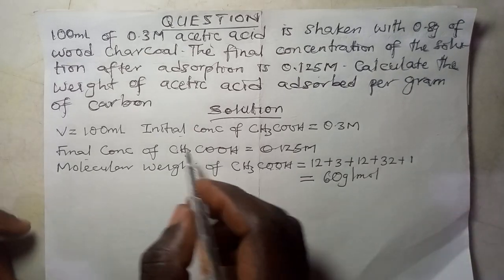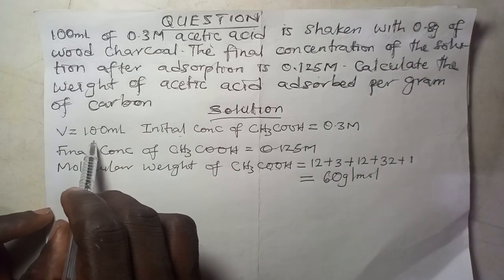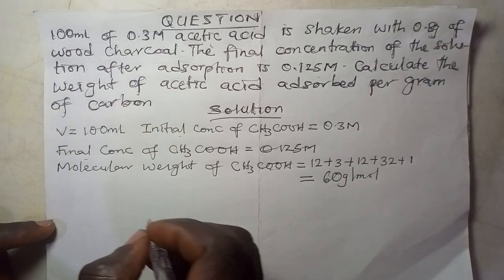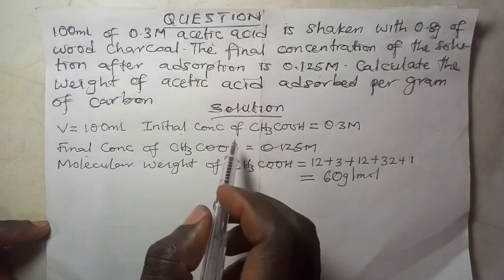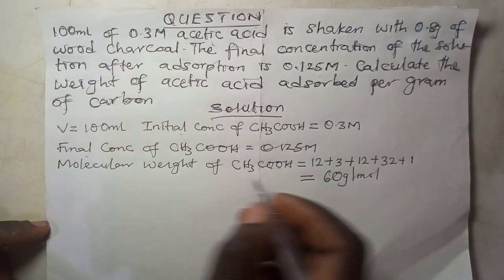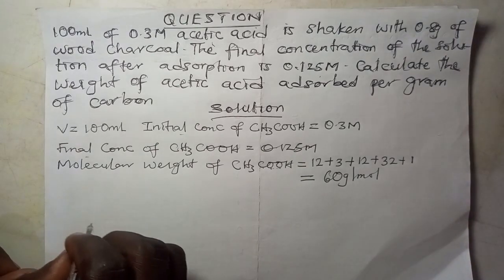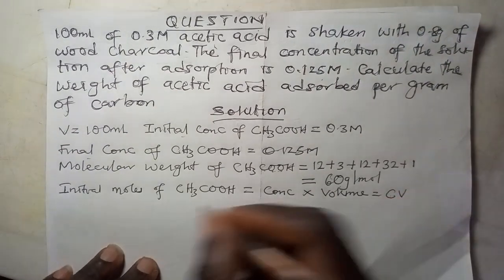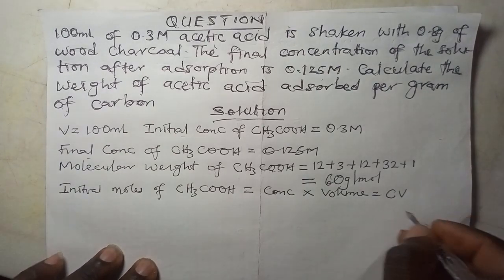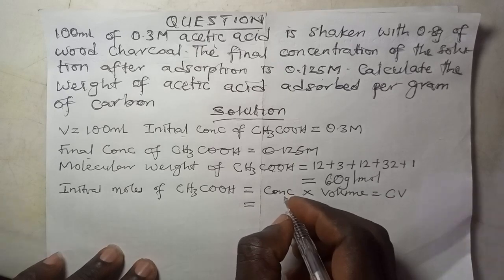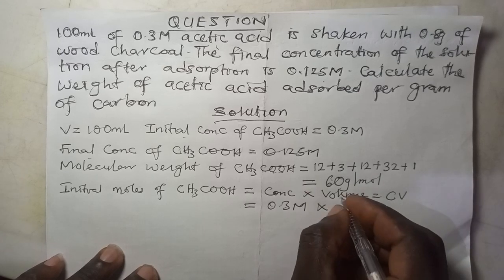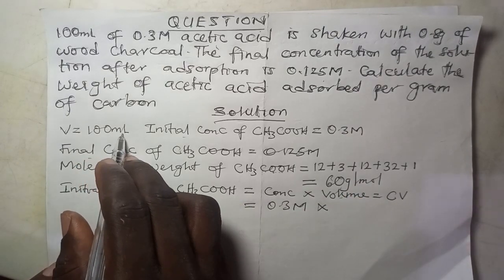So now, since I have the initial concentration and this is the volume of the acetic acid that was used, that will take me to calculating the initial number of moles of the acetic acid and the final number of moles of the acetic acid. Initial moles of acetic acid is concentration times volume, which is CV. The concentration is 0.3 molar times the volume, which is 100 milliliter.